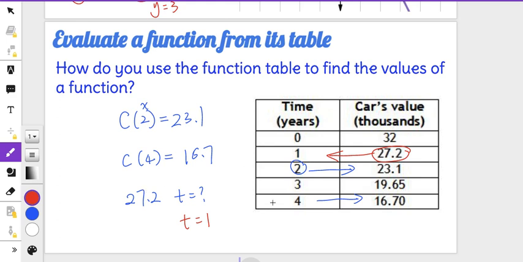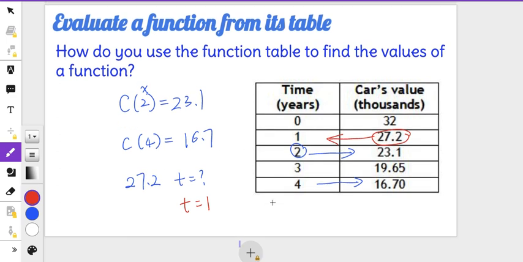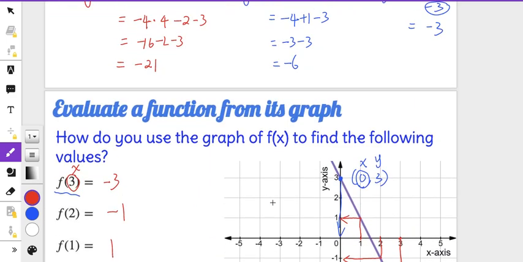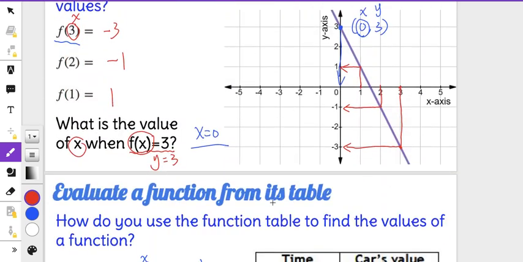So this just gives you the examples here. How do we evaluate a function from an equation, from the graph, and from a table?